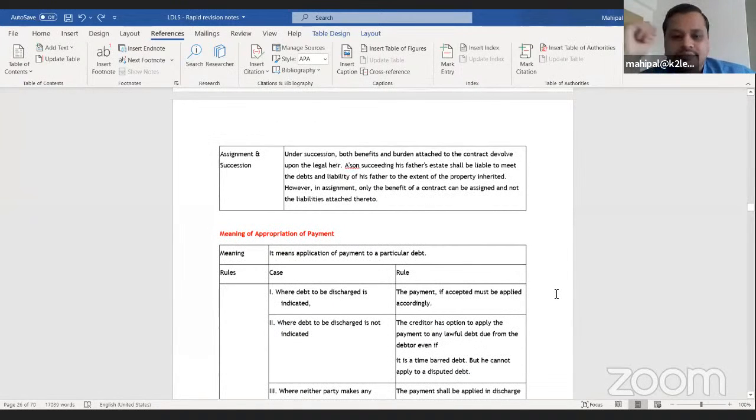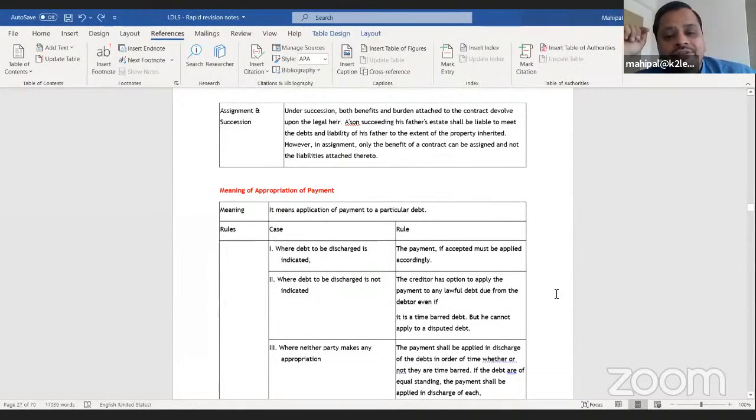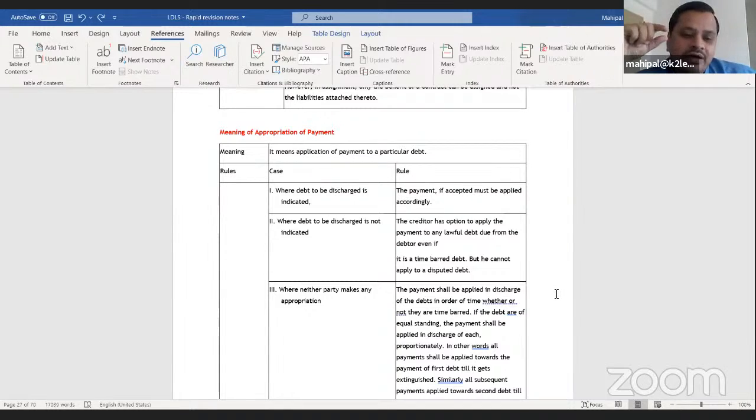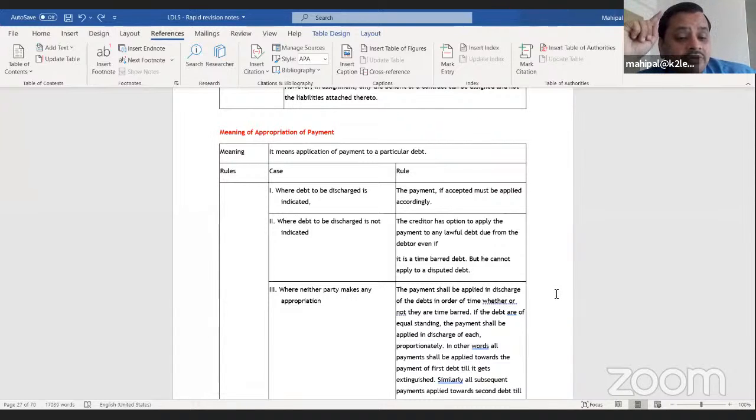Appropriation of payment. The term appropriation of payment means discharge of debts. How will you appropriate the money received? When there is more than one debt due and the total amount received is not in full consideration of the entire amount due, then in which manner should such debt be appropriated? Law says kindly follow the following rules.